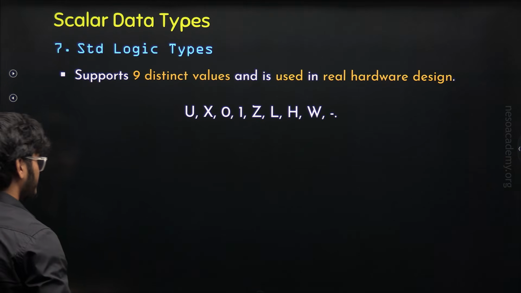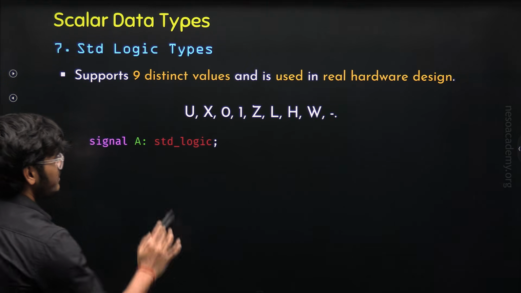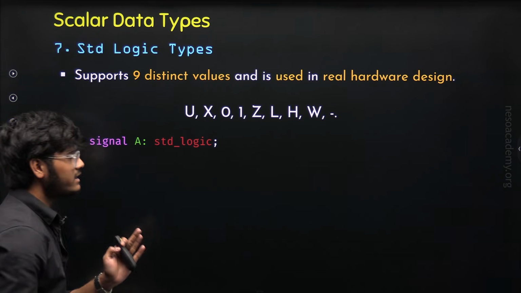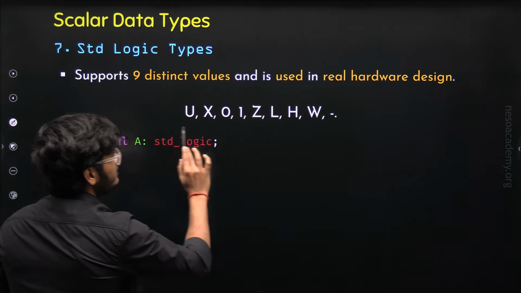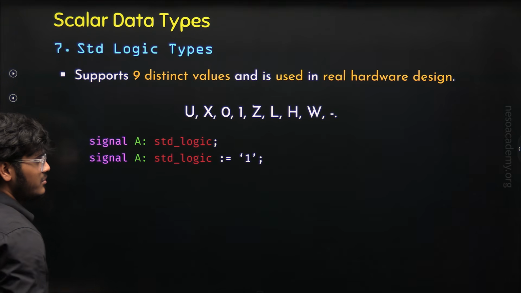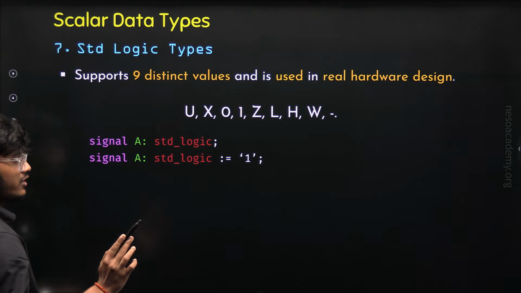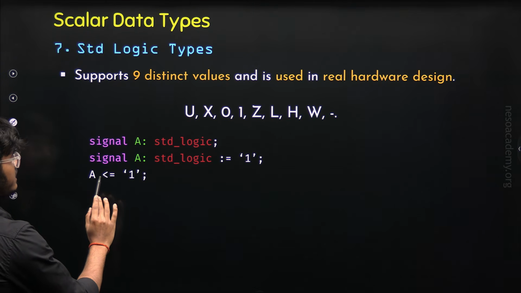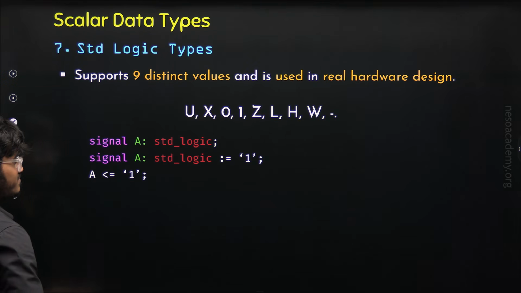Let's take a few examples. Here, I am declaring a signal named A with a data type std_logic using the keyword std_logic. Now, in this case, I have not assigned any value, meaning this signal A can take any of these values, or we can directly assign a fixed value. Example, I am assigning logic high to this signal A. Or we can directly use the signal assignment operator. Here, I am using the signal assignment operator to assign logic high to this signal A.